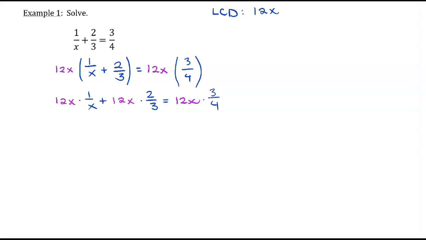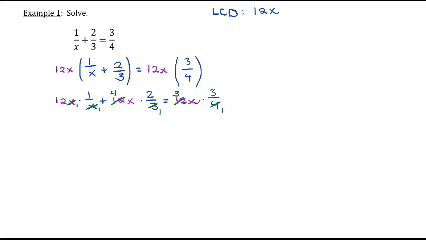Since we multiplied by the least common denominator, we expect that all three denominators will simplify to a factor of 1. Looking at our first term, 12x times 1 over x, our x's cancel out, leaving us with a factor of 1. With 12x times 2/3, we can simplify the 12 and the 3 as 4 over 1, since 3 goes into 12 4 times. And looking at 12x times 3 over 4, we can simplify the 12 and the 4 as 3 over 1, since 4 goes into 12 3 times.